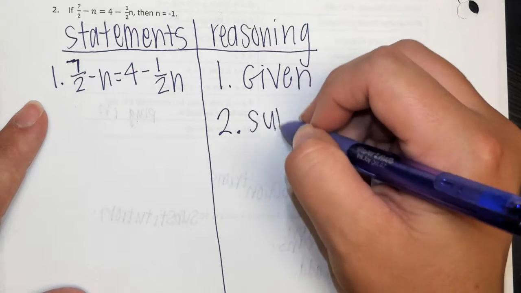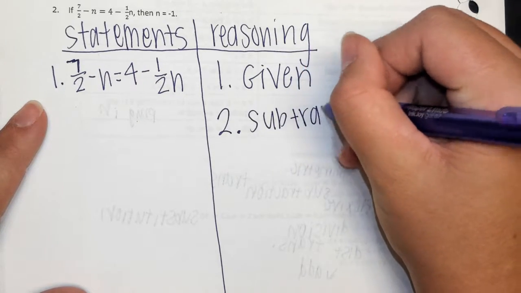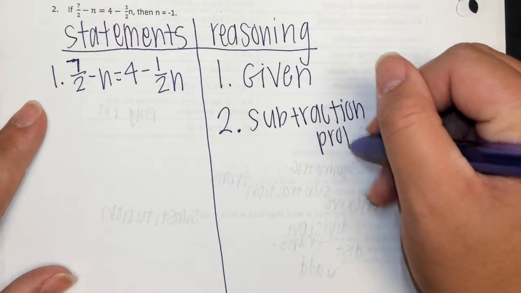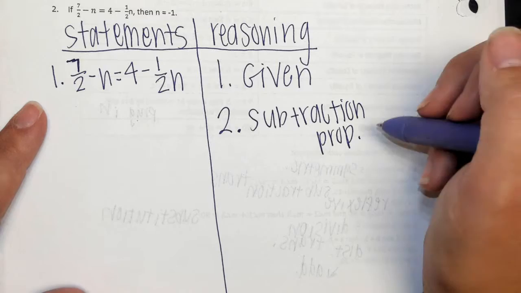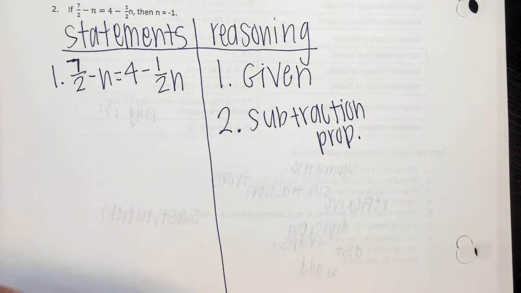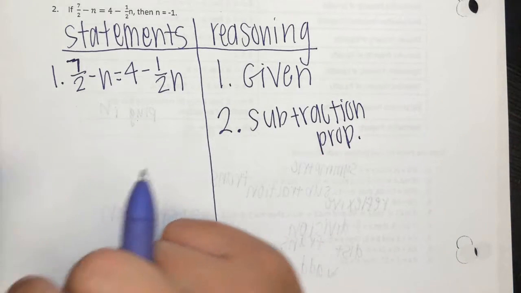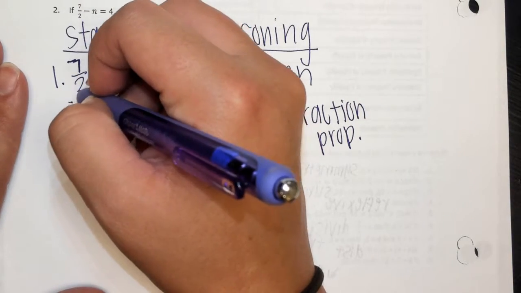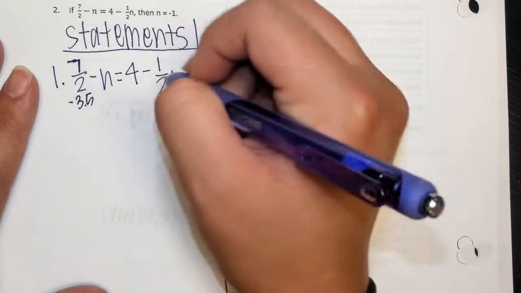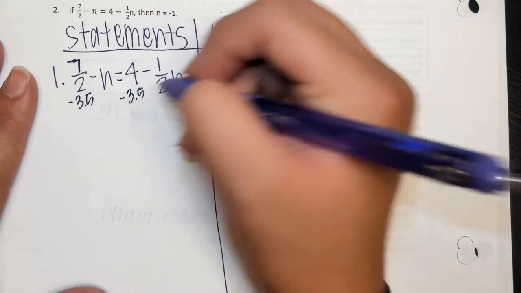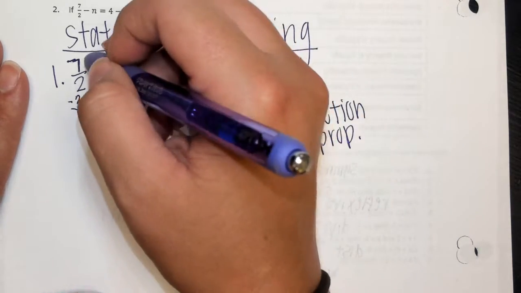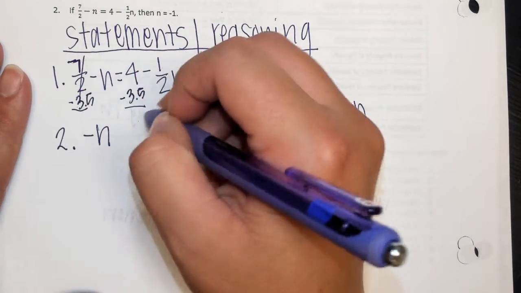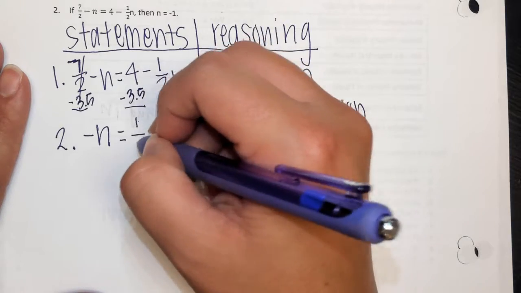So I'm going to use subtraction property. Be very careful if you're shortening the word subtraction or substitution, because if you put sub, that's either one, and I don't know which one you're talking about. So subtraction, sometimes I even come in here. Isn't 7/2 the same as 3.5? Yes. Okay, so I like to come in here and actually work it out sometimes so I can see what's happening. So I'm left with negative n is equal to 1/2.